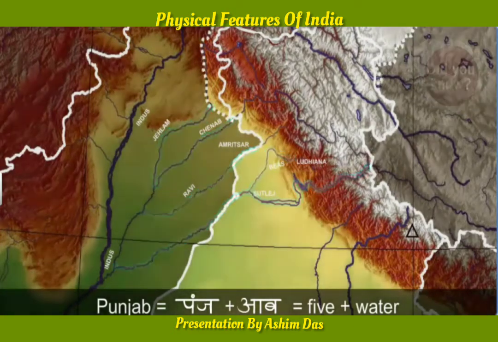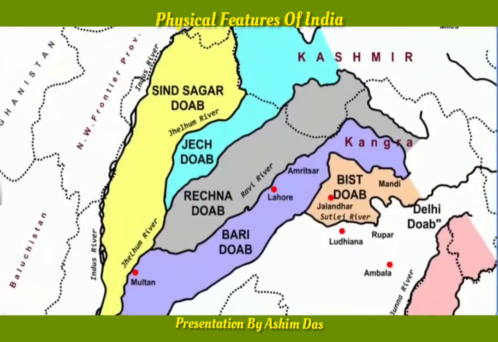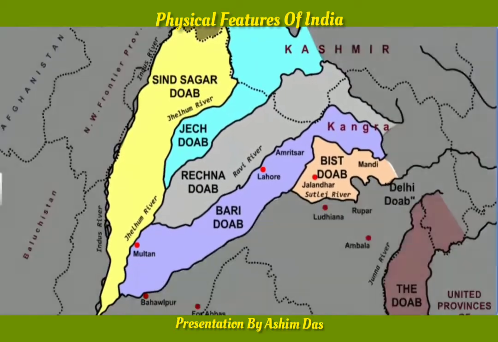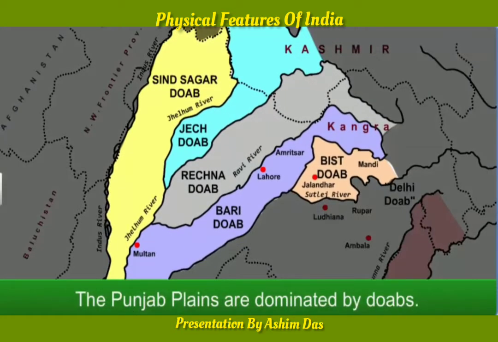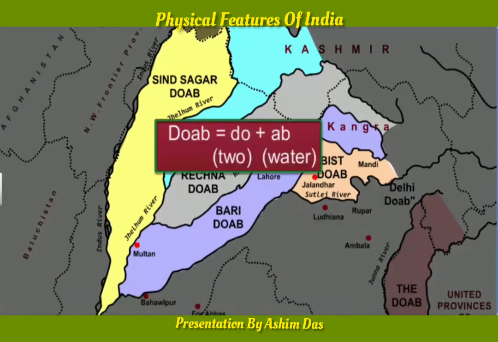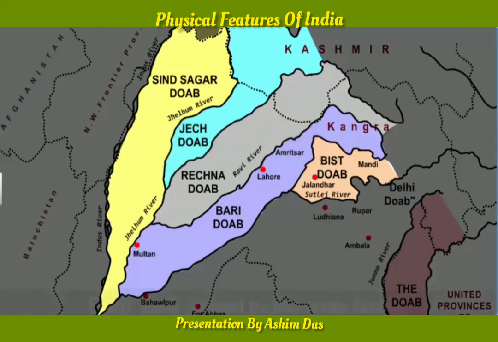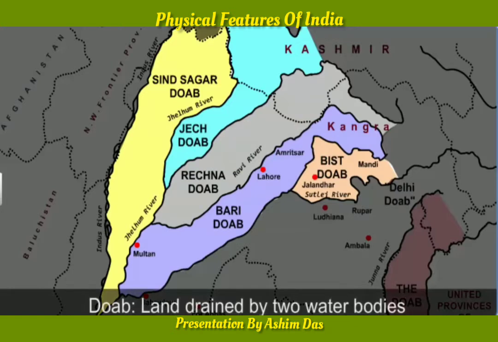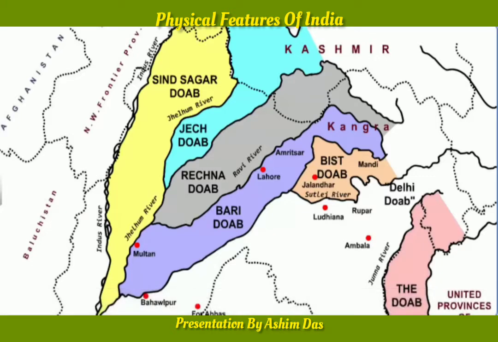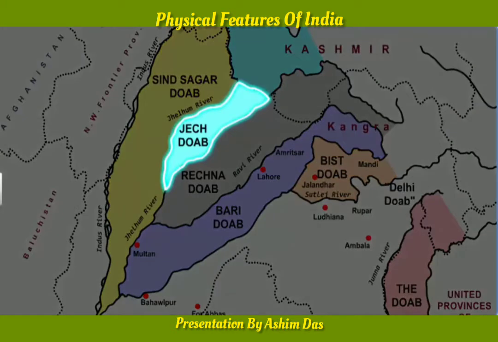In fact, this section of the northern plain is dominated by doabs. Do means two and ab means water. So, a doab is a piece of land drained by 2 water bodies. The map shows the doabs that comprise Punjab. For example, Jech doab lies between the Jhelum and the Chenab river.